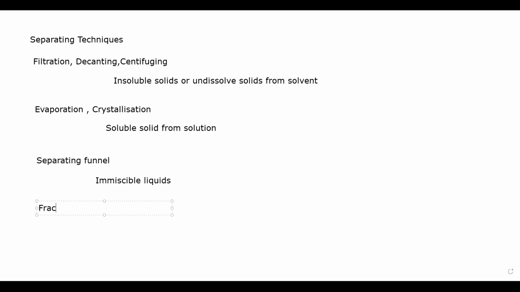Fractional distillation. If we want to separate two or more miscible liquids from each other, the liquids which mix with each other, we can use fractional distillation, or it can be used for a mixture of gases. The reason is that we can easily convert the gas into liquid and carry out the fractional distillation. So if you have a mixture of gases or a mixture of liquids, we can use fractional distillation.